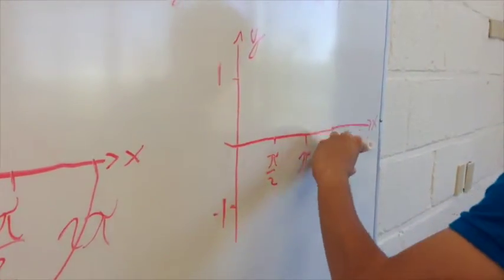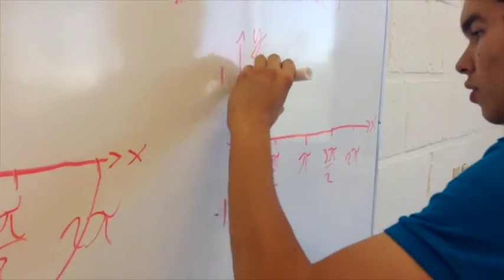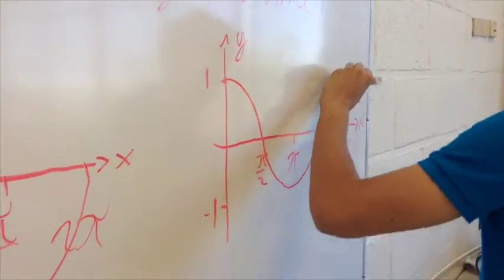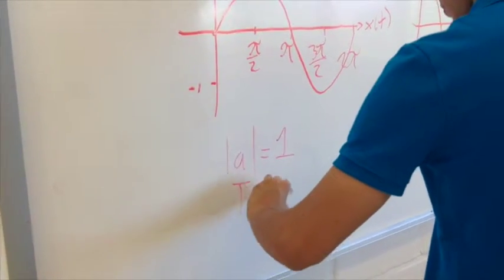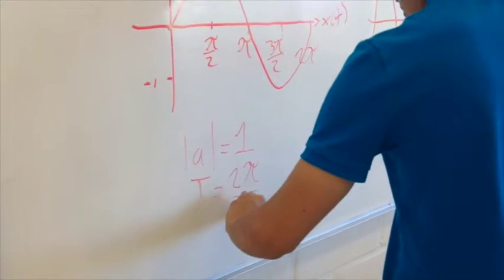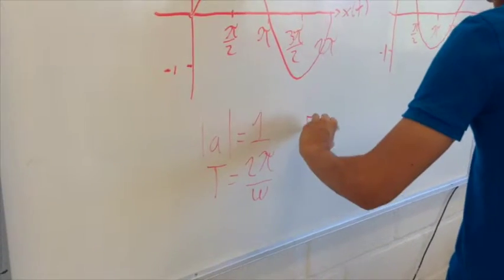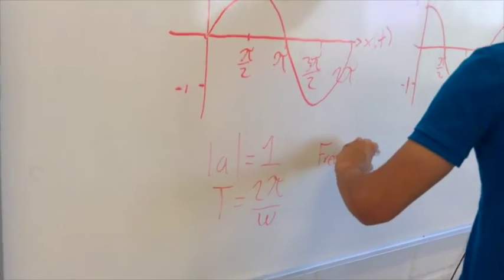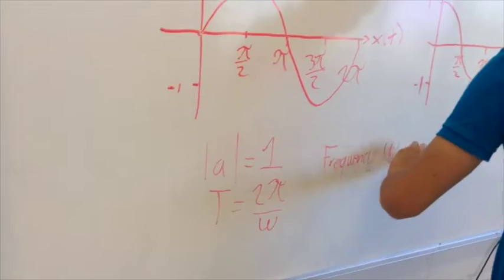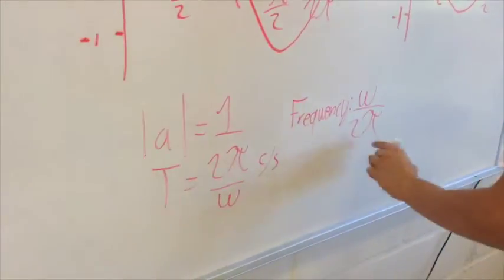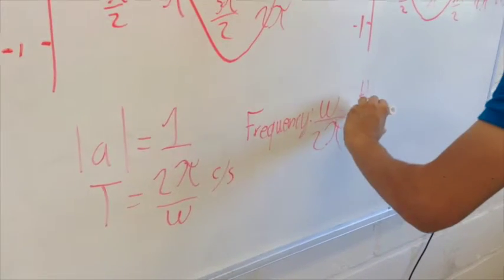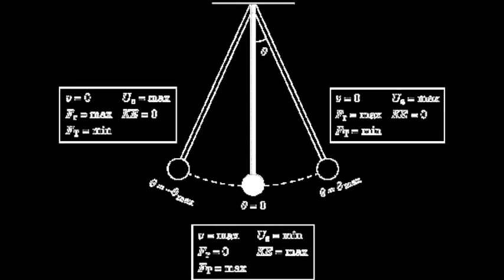Define the concepts and formulas for amplitude, period, and frequency. Amplitude, the absolute value of a, is the maximum displacement of the object, usually measured in inches. Period, 2 pi over omega, is the time required to complete one cycle, usually measured in seconds. Frequency, omega over 2 pi, is the number of cycles per unit of time, usually measured in hertz.